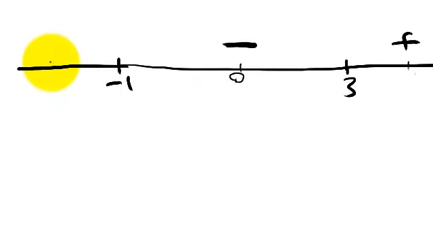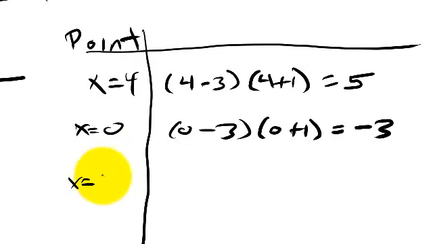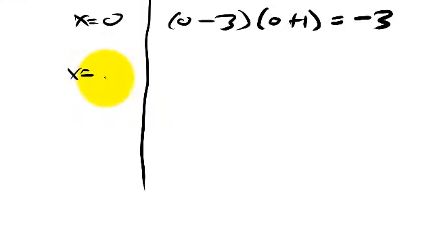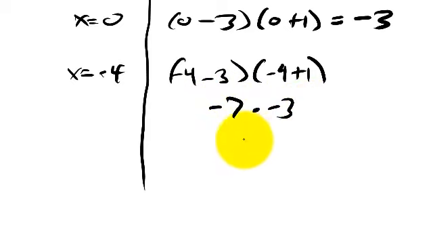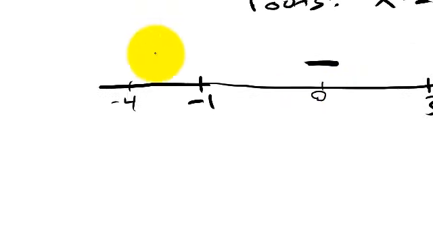And in this region, let's do, I don't know, -4. Again, it doesn't matter what point you're picking. Just pick a nice point. Don't pick decimals or fractions or anything like that. Alright, so -4 minus 3, -4 plus 1. Well, that's -7 times -3. That's 21. But it's positive. And that's all I cared about.